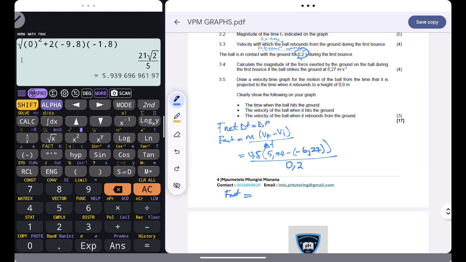So F net is basically equal to 0.5 multiplied by 5.94 minus a negative 6.27, all over 0.2. I'll simply get 30.525 newtons. This guys is the net resulting force that the ground will exert on the ball. Ne? However, they didn't want us to find the net resultant force. They wanted us to find the force exerted by the ground on the ball.